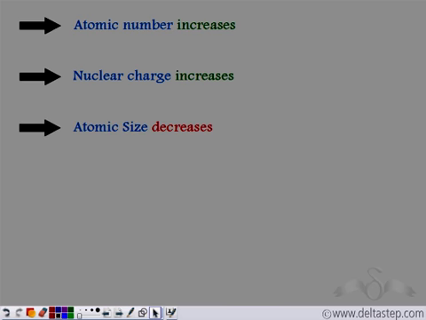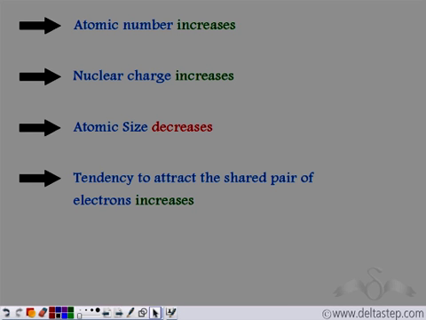Again, let's revisit how this happens in a period. Moving from left to right in a period, the atomic number increases. This leads to increased nuclear charge. As nuclear charge depends on the charge of protons, as the number of protons increases, the nuclear charge also increases on moving from left to right in a period. The increased nuclear charge leads to greater pull on the outermost shell, and so the outermost shell is pulled towards the nucleus. This leads to atomic size decrease.